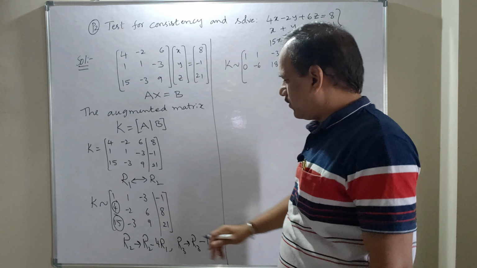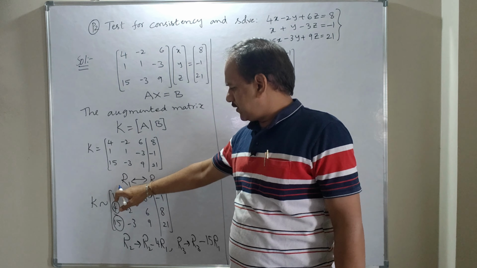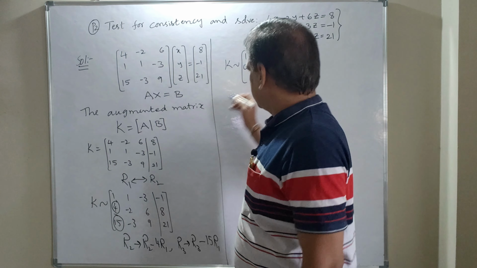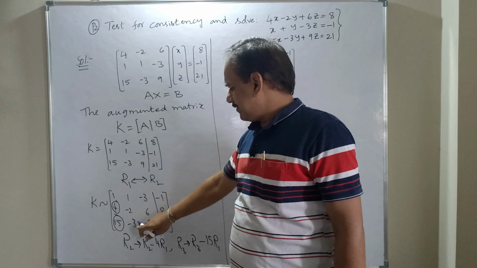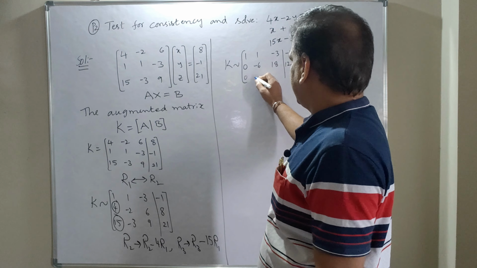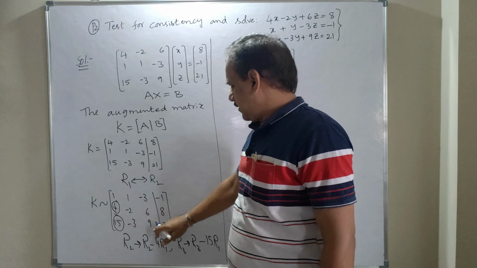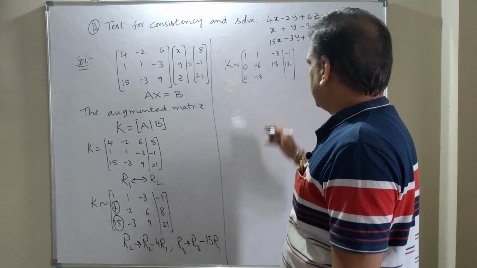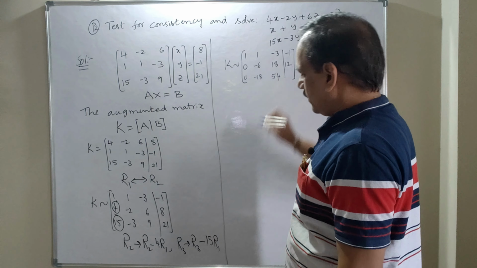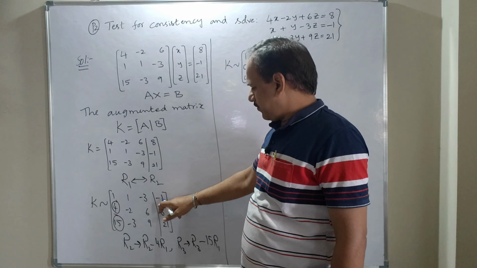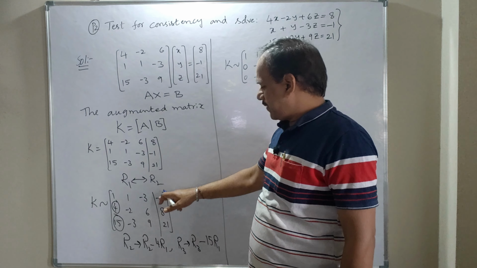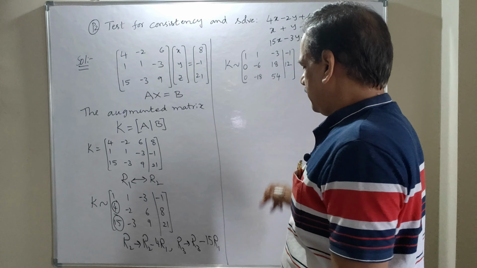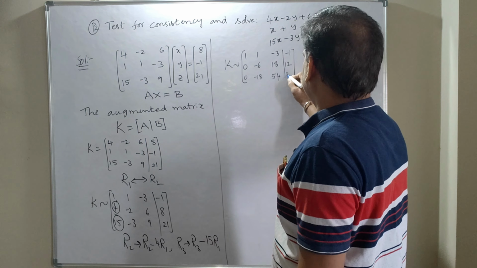And coming to the third row, this minus 15 into this, 15 minus 15, 0, minus 3, minus 15, minus 18, 9, plus 45. It is 54, 21 minus of minus 15, 21 plus 15, 36.